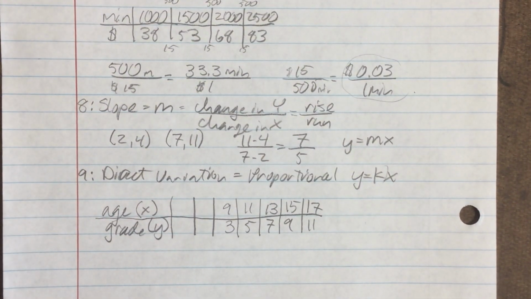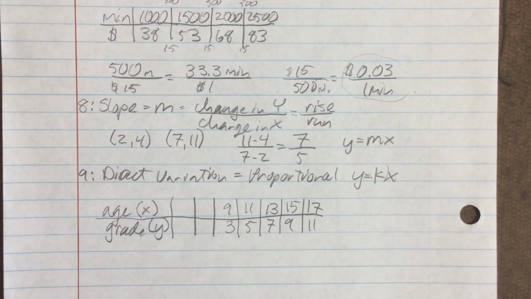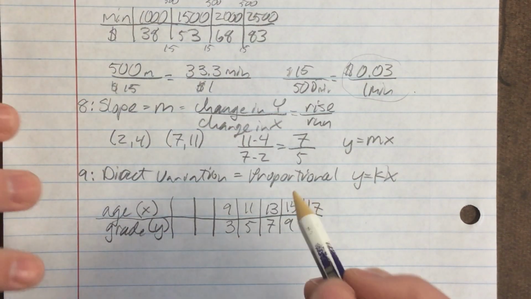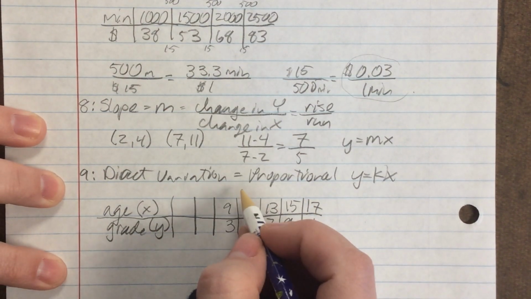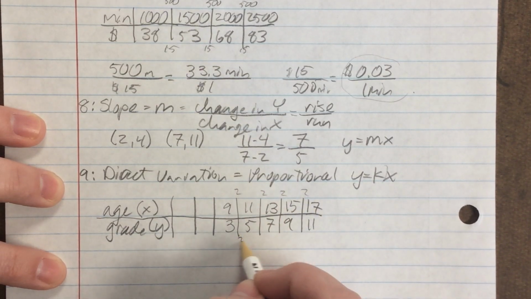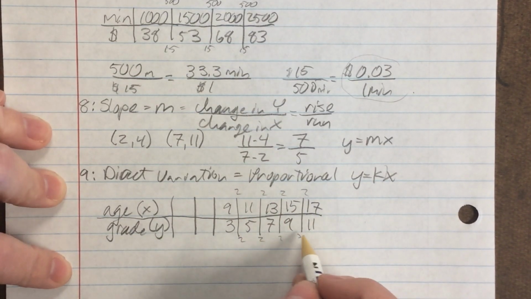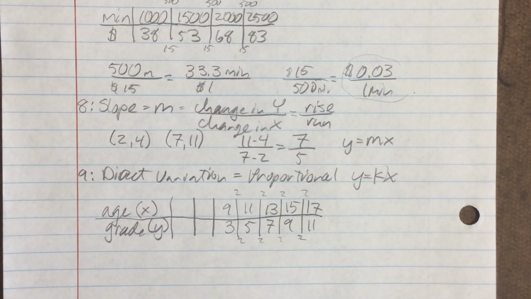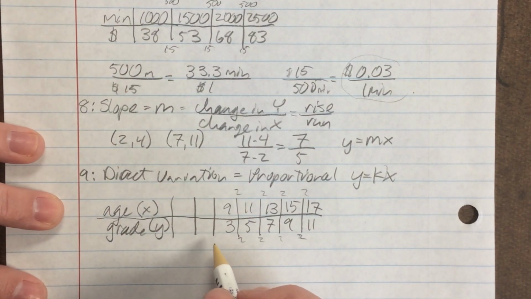The question is, is this a direct variation? Is age a direct variation of what grade you're in? And so if we look at our constant rate of change, we're going up 2 each time and up 2 each time here. So in theory, that sounds really good. But if we work backwards to see if we hit 0, we're going to see that we have a problem.